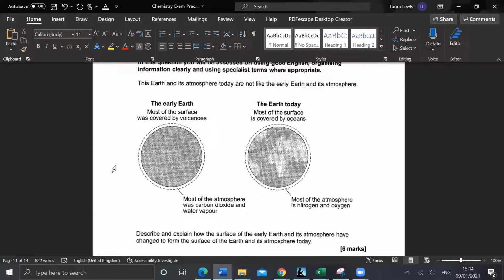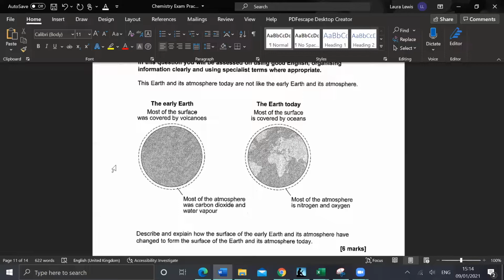Okay, so it says most of the atmosphere was carbon dioxide and water vapor. That's very different to today because we don't have a majority of carbon dioxide or water vapor, and we're told that on the Earth today, most of the surface is covered by oceans.